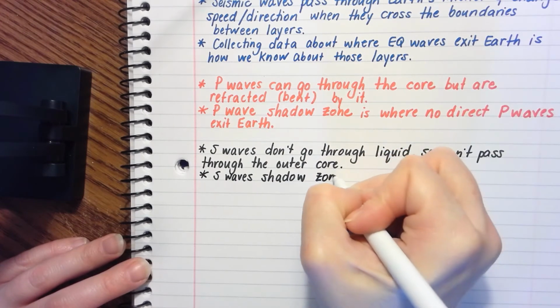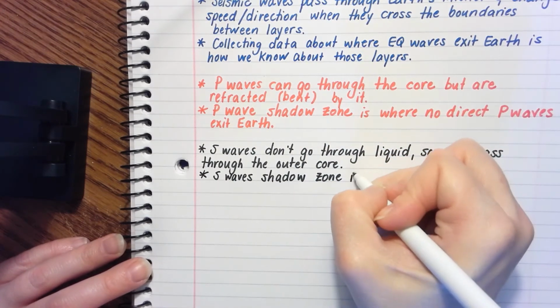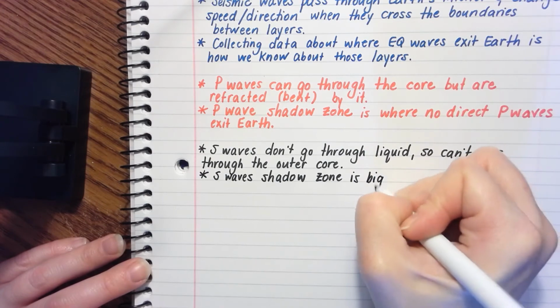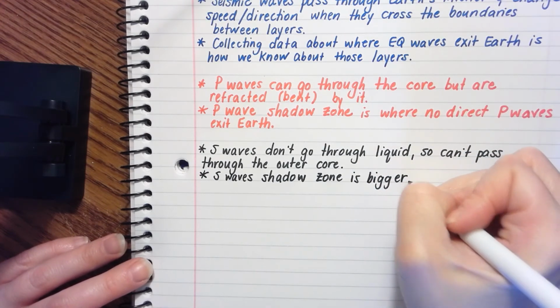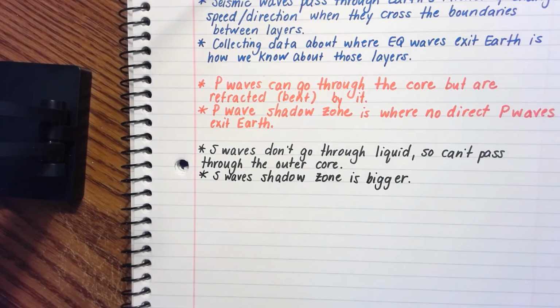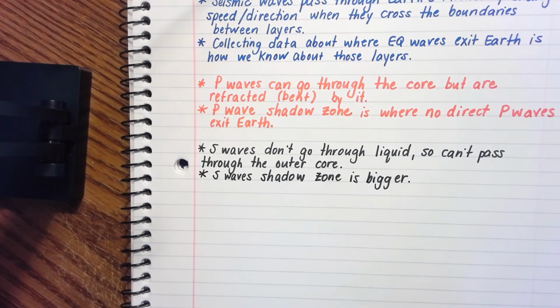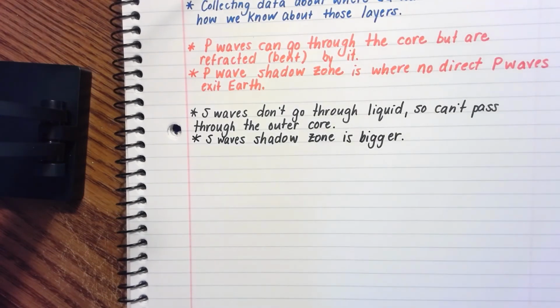And the S wave shadow zone is bigger than the P wave shadow zone. There's a larger space on the other side of the planet where the S waves don't come out because they can't pass through the core, and so they bend around the core and they come out at different places that way.